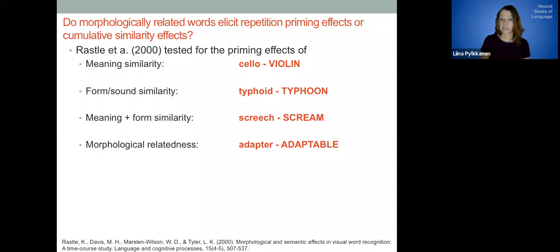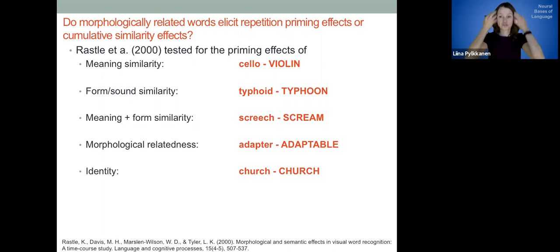And so in fact, next we do have that morphologically related case, so adapter, adaptable. Now we have the morpheme adapt that's shared between these two items, the prime and the target. And then finally, a crucial identity case. This is just a totally straightforward identity priming. Church, church should give us a very straightforward facilitatory effect.